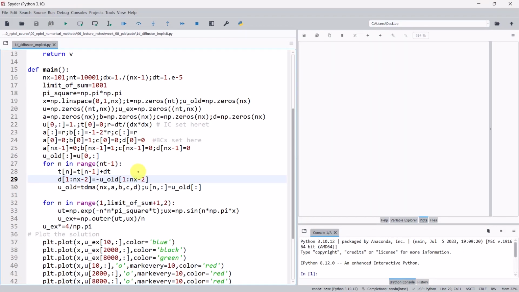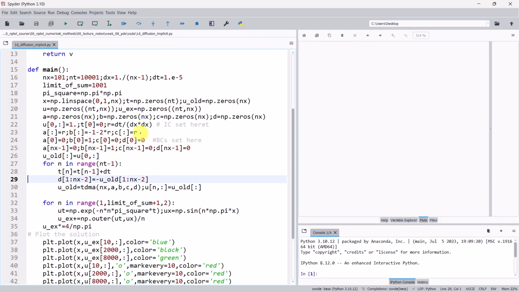Similarly, at the bottom, this nx minus 1, here also a is 0, c is 0, d is 0, because u is 0 here. That is why d is 0 and b should be 1. B cannot be 0 anywhere. B are my diagonal elements. So in these two lines, we set the boundary condition.